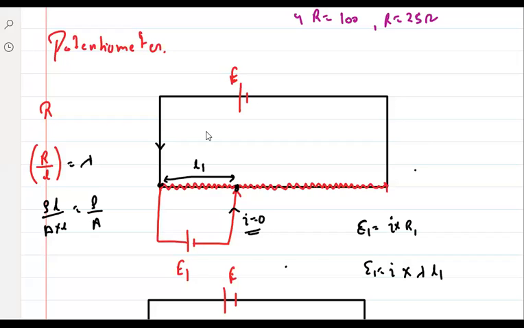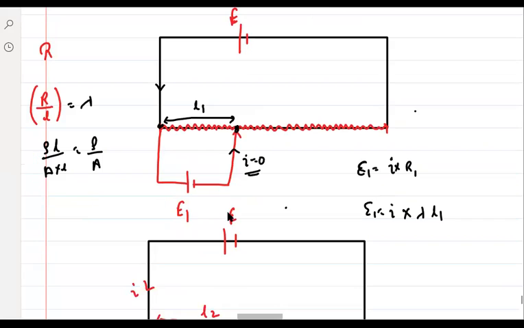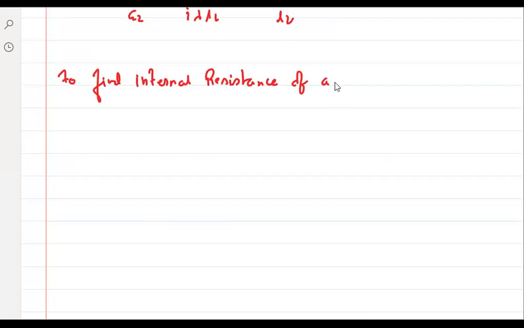And the tab is lagging. Now let us take some other case. Everyone, let us take some other case, right? So this is to find internal resistance of a battery, of an unknown battery.